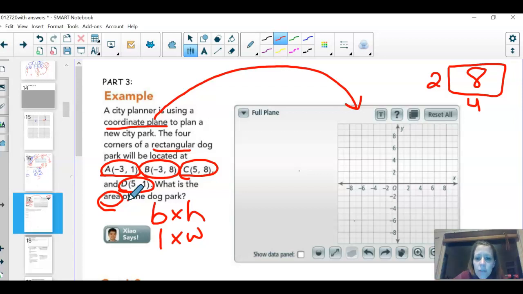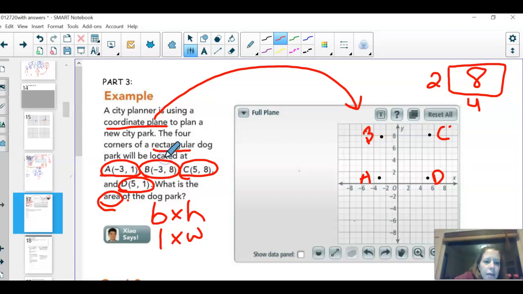Okay, so I have -3 here and up 1. That's A. Sorry, it's hard to do on my little graph. Okay, here are my points. Aquí hay mis puntos. Okay, so I have -3, 1. A la izquierda 3 veces y arriba 1. I went 3 to the left and up 1.